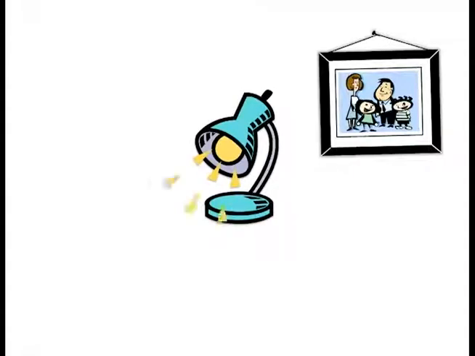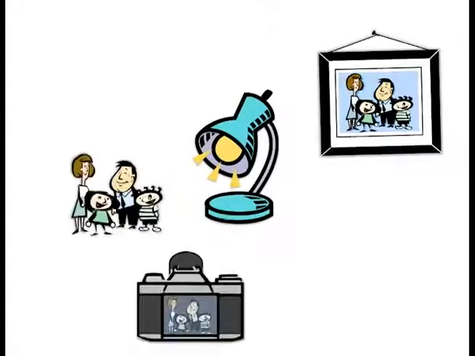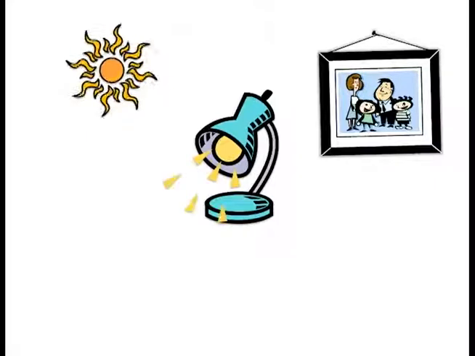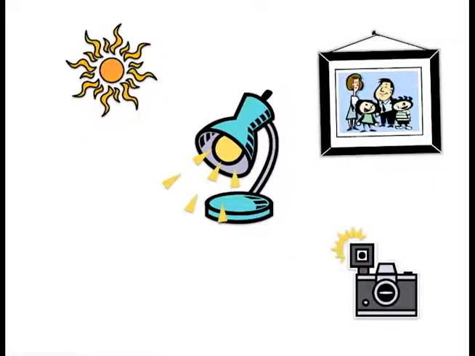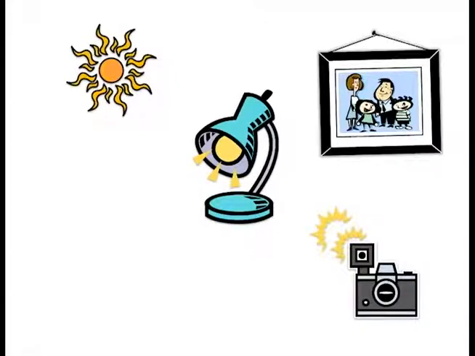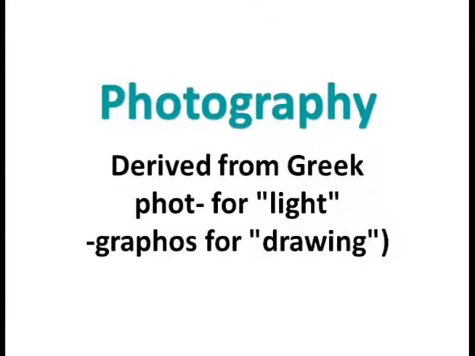A camera records an image of a scene by capturing the light bouncing off of the subject on film or a digital sensor in the case of a digital camera. The light source might be indoors, the sun outside, or the camera's flash. Either way, a camera uses light to make a photograph. The word photography actually means light drawing.